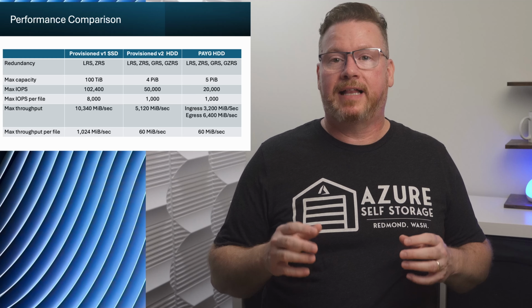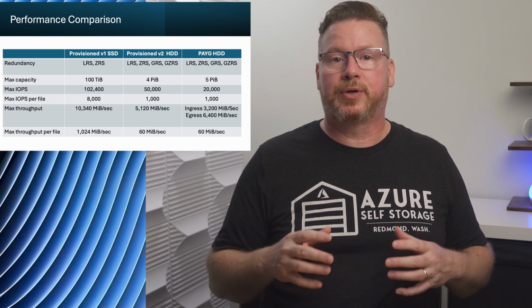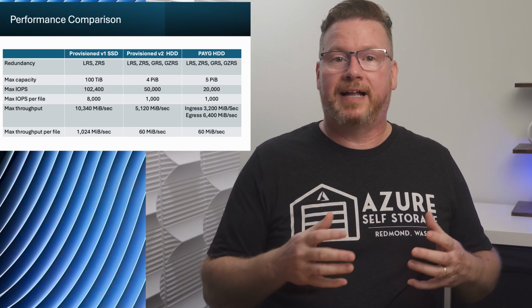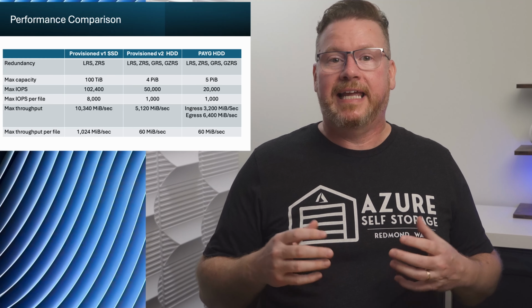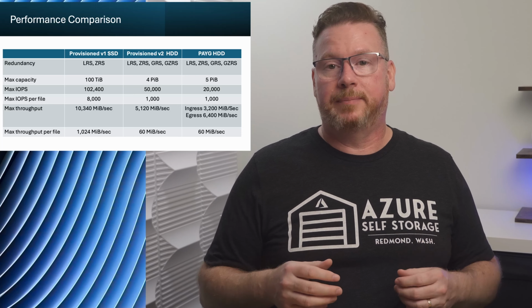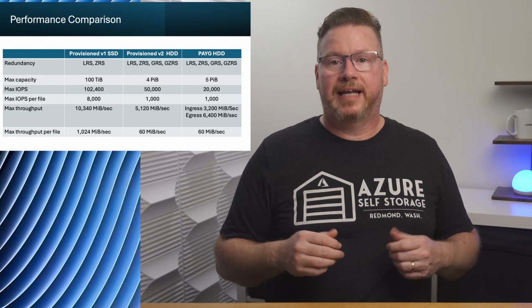Keep the per file IOPS and throughput in mind for storing files like FSLogix's profile containers. A user's profile is a single VHD file. Even if there's enough throughput and IOPS at the share level, the per file limit may cause performance issues. And something else to keep in mind, we can't switch billing modes on a storage account. If we need to migrate from a Provision P2 to P1, for example, that requires a manual file sync operation.